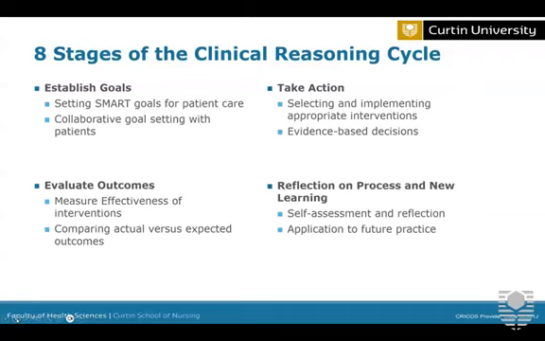So we go back to our SMART goals and we look to see whether those interventions actually achieved the outcomes that we wanted. And then the last component is that we're going to reflect on that cycle or that process that we've engaged in, and we're going to apply new learning. So often this is a self-assessment and reflection component, and you're going to look at considerations or applications for your future practice.